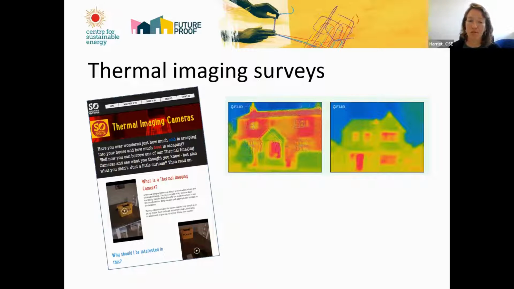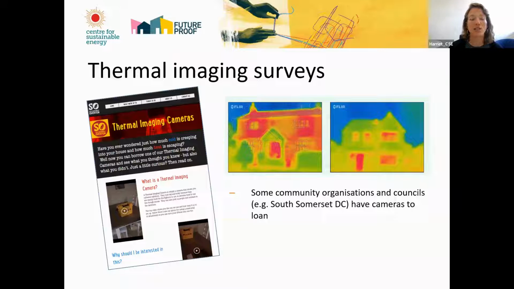There's some really good information again on Sustainable Overton's website, all about thermal imaging cameras and surveys. I really recommend that you have a look on their website for that. It gives you lots of advice about how to go about using them. And also, as I said in Unit 1, often your local council or your local library might have a thermal imaging camera that you can borrow. So it's worth just doing a bit of research to see if that's an option.